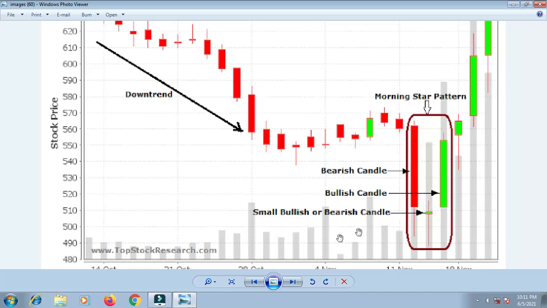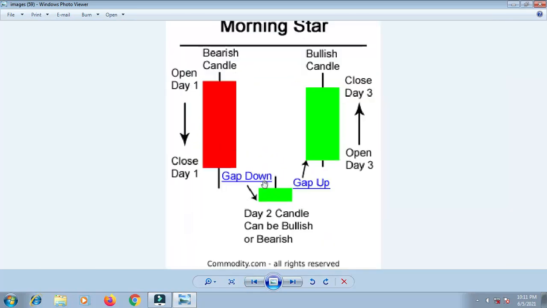See here, this was a red candle. The next day it opened gap down and remained the whole day within this range. It didn't go within the range of the body of the first candle, and the next day again gap up. The third candle went within the range of the first candle and closed somewhere within the range of the first day candle. And there is a morning star pattern.